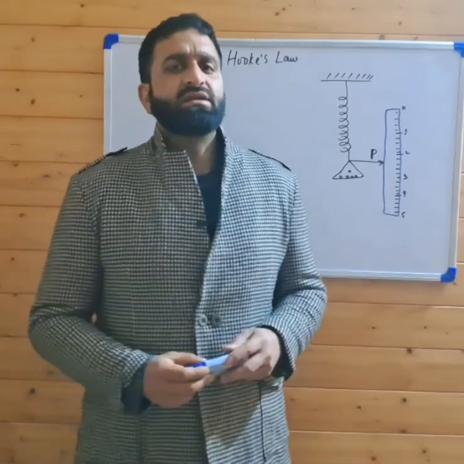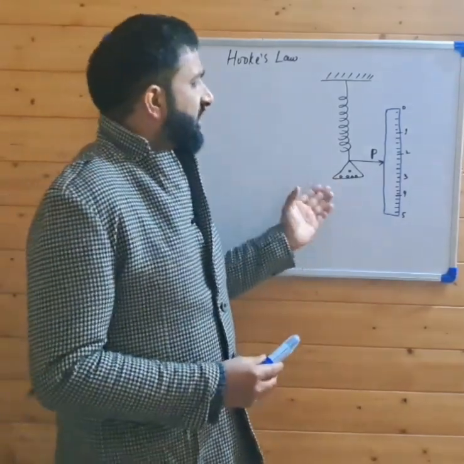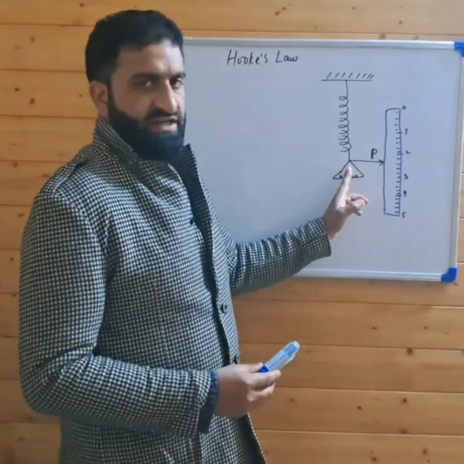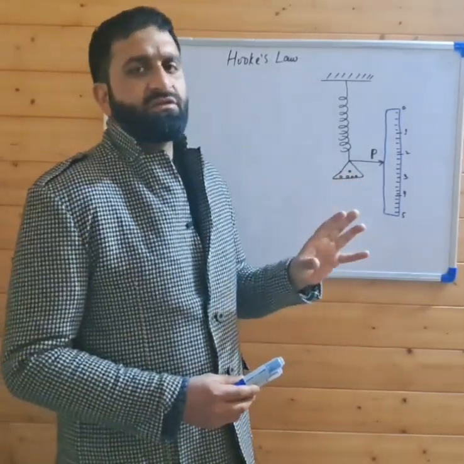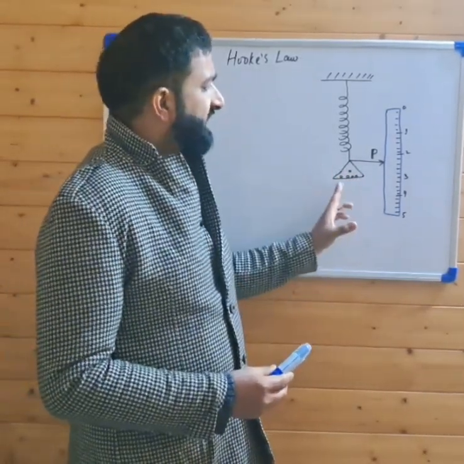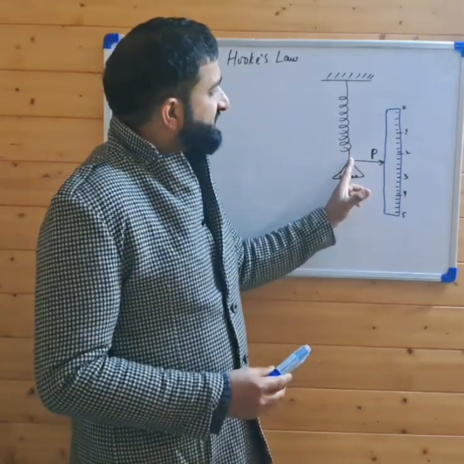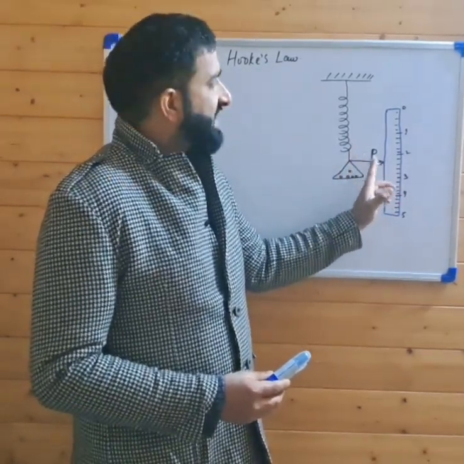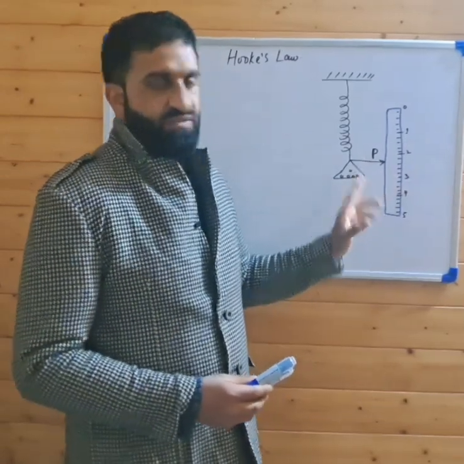The experimental setup was like this. He was having a spring, and with that spring a pan was connected. That pan had an arrangement for containing weights. At the end of the spring there was a pointer, and that pointer was touching a calibrated scale.